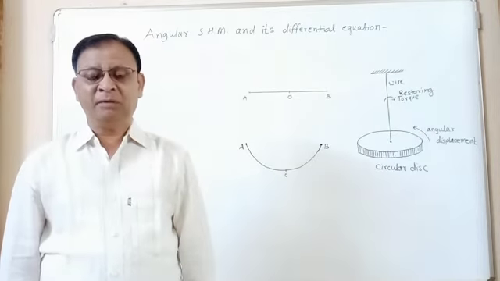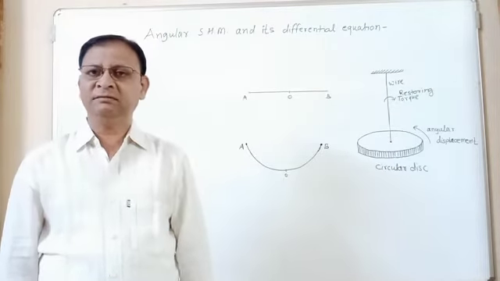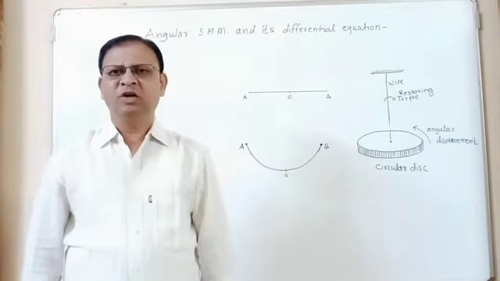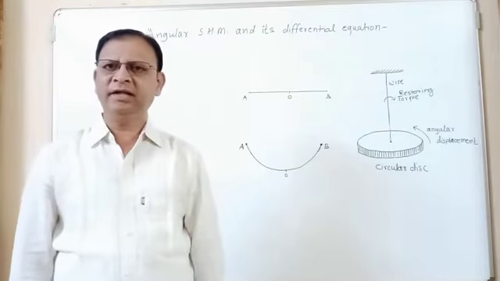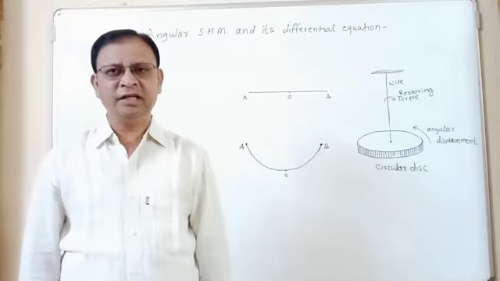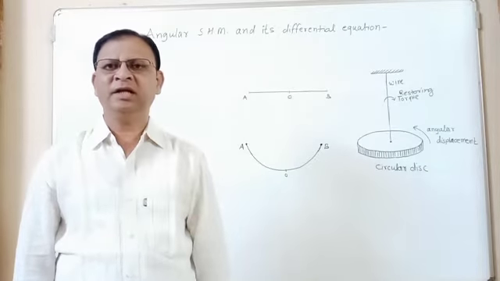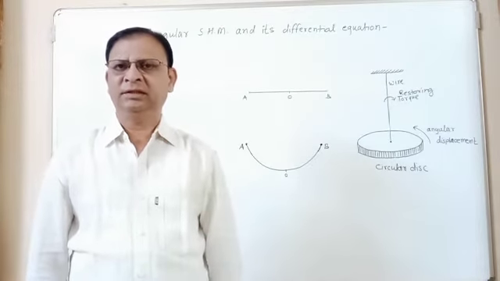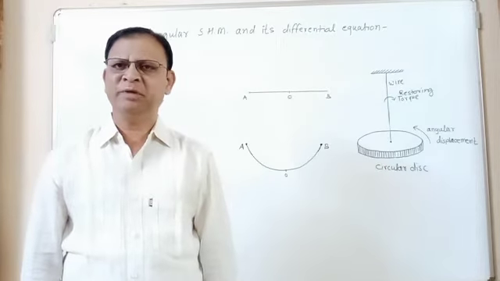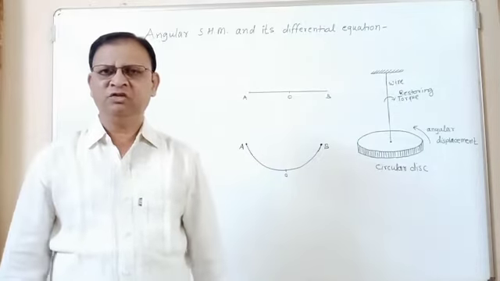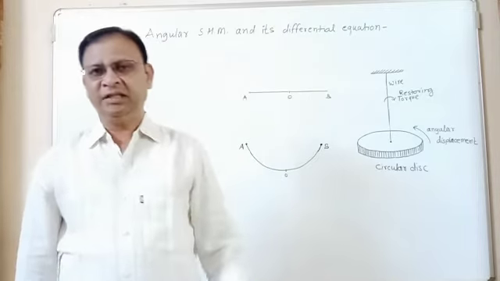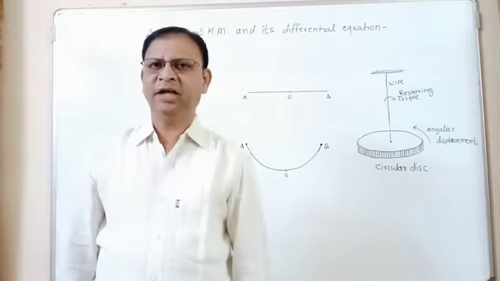Definition of linear simple harmonic motion: a linear periodic oscillatory motion of a body in which force or linear acceleration is directly proportional to the linear displacement of the particle from the mean position and its direction is opposite to that of the displacement from the mean position. So this is the definition of linear simple harmonic motion. On the same line, we have to define angular simple harmonic motion.